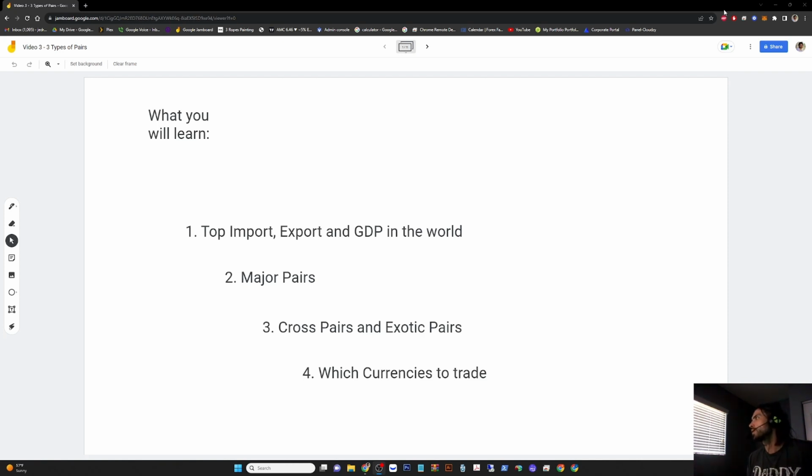1. You will learn the top import-export and the top GDP countries in the world. 2. I will also introduce you to the major pairs, cross pairs, and exotic pairs. These are the currency pairs you will need to know in trading Forex. Lastly, I will explain to you which currencies you should trade the most.